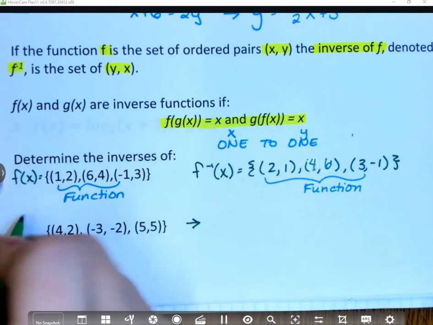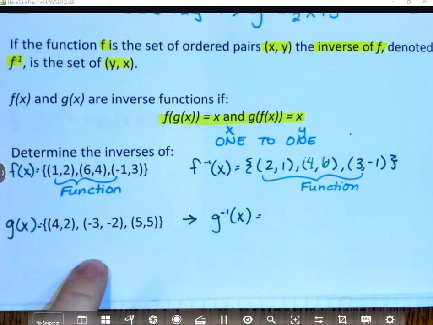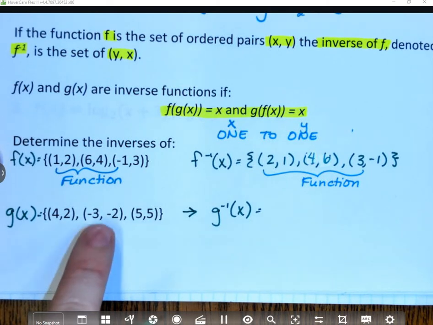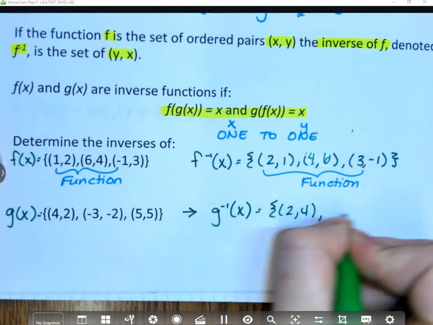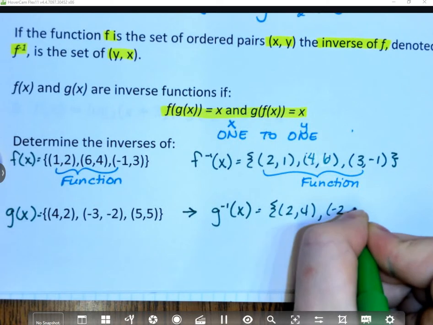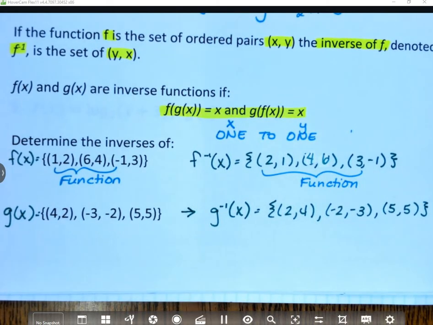what would the inverse be? For this next one. 2, 4. -2, -3. And 5, 5. An inverse idea is pretty straightforward. You are flipping the x and the y. Okay? How are we doing with that?